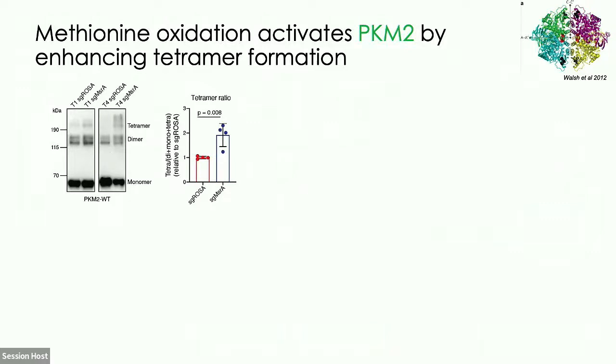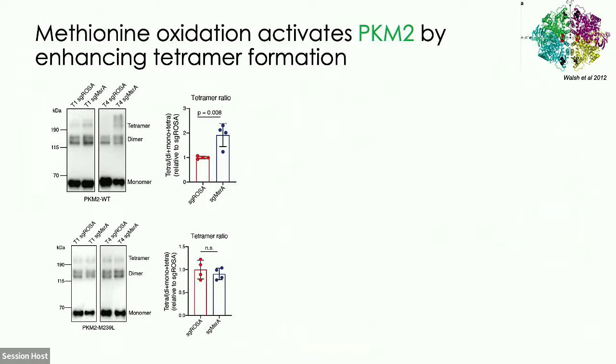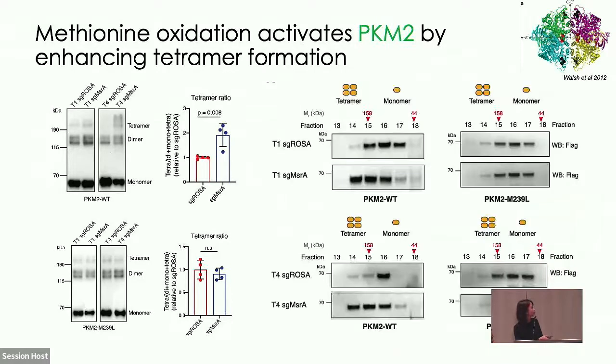And we tested this using a non-reducing gel analysis to quantify tetrameric versus dimeric species. In the wild type protein, loss of MSRA always increases the tetrameric species. And this effect is completely abolished in the mutant, where methionine 239 is replaced with leucine. The effect is seen more clearly when we do size exclusion chromatography to separate monomer from high molecular weight tetrameric species. Again, loss of MSRA shifts PKM2 towards the high molecular weight species, but this is only true in the wild type protein, but not in the mutant protein.